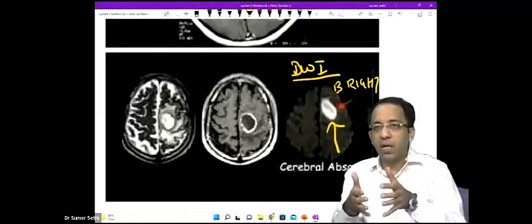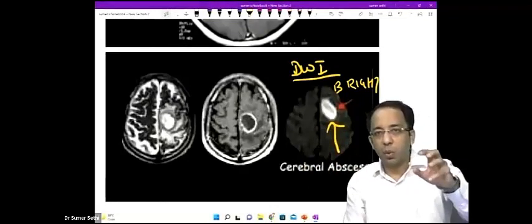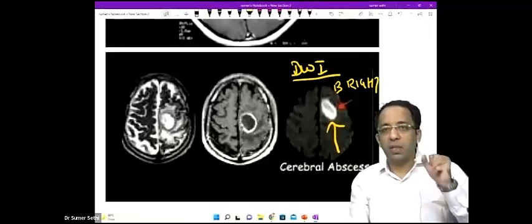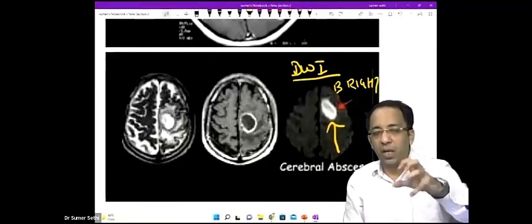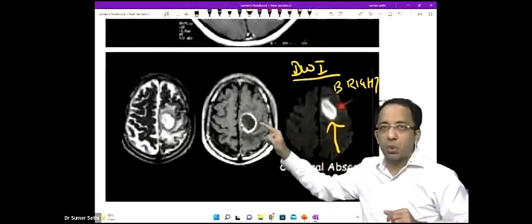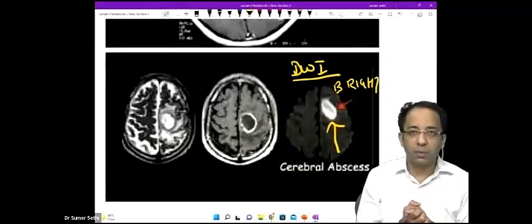In the cerebritis stage, you will not see the ring enhancing lesion. Early cerebritis will only be seen as an area of edema with no enhancement. Then you have gyriform enhancement. Then in the abscess formation stage that Dr. Achin was talking about, you will see the ring enhancing lesion, which is because of the capsule formation.